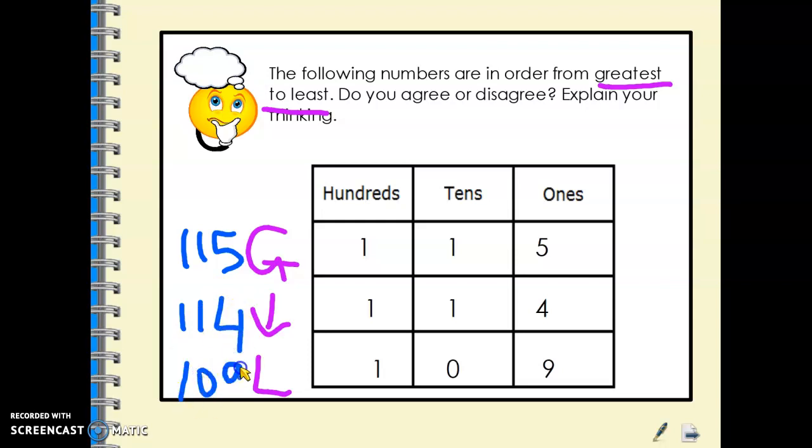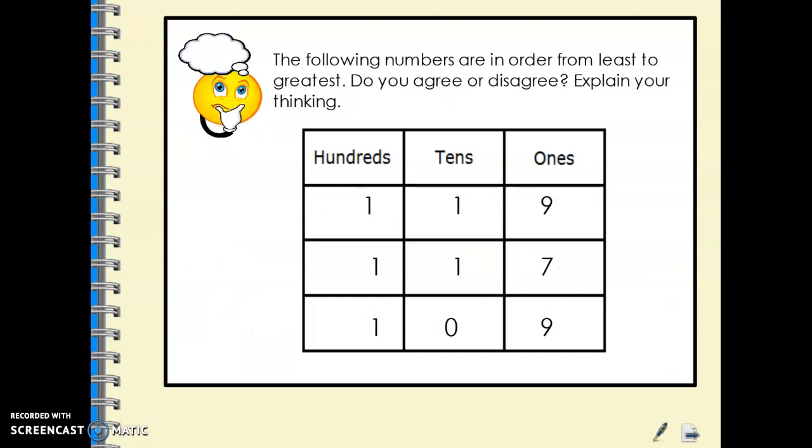We have 115, 114, 109. So let's look, the hundreds place, they're the same. So we move on to the tens place. These two are the same, 110. Okay, and so move on to the ones. 5 ones is greater than 4 ones. So yes, that is the greatest. And we know 109 is the least. So yes, I do agree that we have these numbers in order from greatest to least.